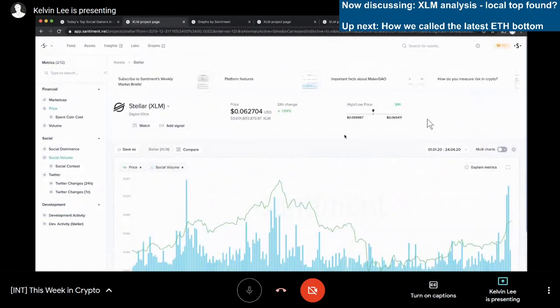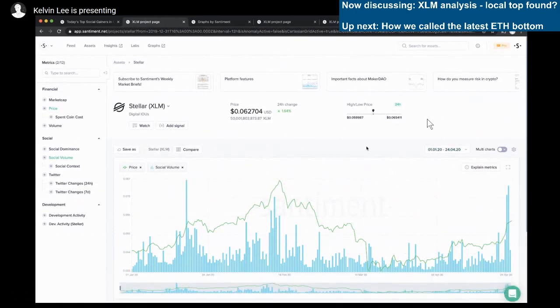So this is what, the last 3 months or so? This is since the start of the year. Oh, okay, since the start of the year. So you can basically see here that pretty much the last two extreme spikes in social volume came maybe a day or two before the very top, right?